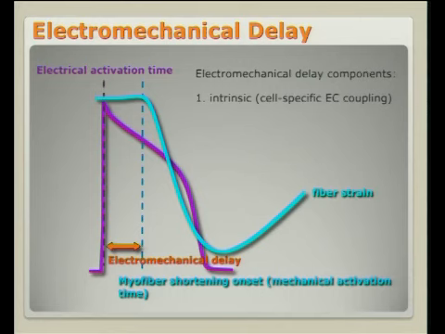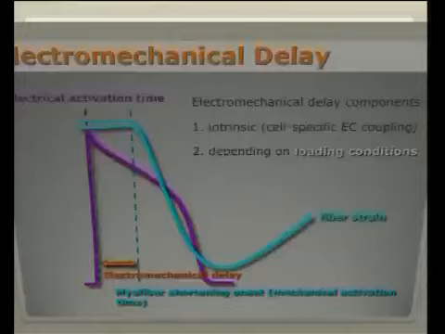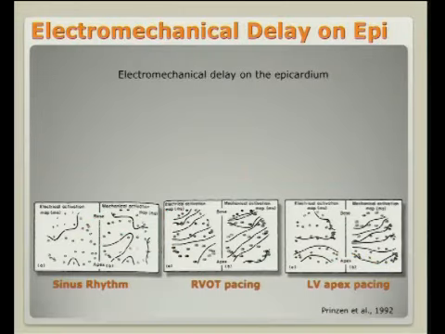The electromechanical delay has 2 components. One of them is intrinsic, which is a cell-specific EC coupling, and Andrew McCulloch talked about that yesterday. So the cell can generate different twitches that are associated with its intrinsic properties. In addition, the electromechanical delay has a second component, and it depends on the loading conditions, basically where the heart is paced. We focused in this study on how electromechanical delay depends on the loading conditions. We did not look at the role of the intrinsic cell-specific EC coupling.